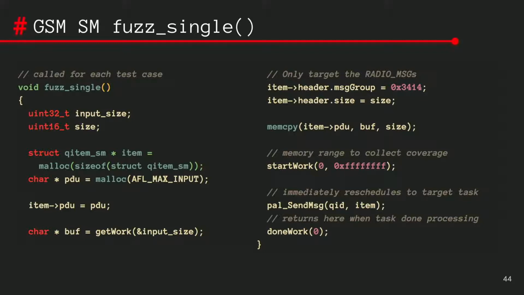It will allocate a message queue item. It will allocate a PDU. It will get the work from AFL. It will copy it in, set the size, set the radio message ID, which will be reverse engineered, start collecting coverage, send the message. And this is an important part.